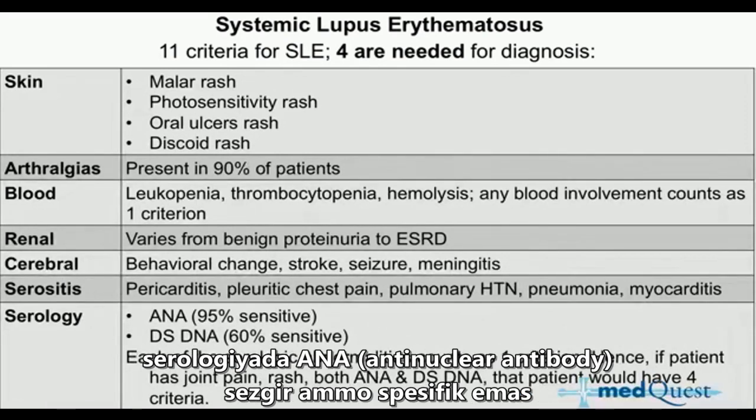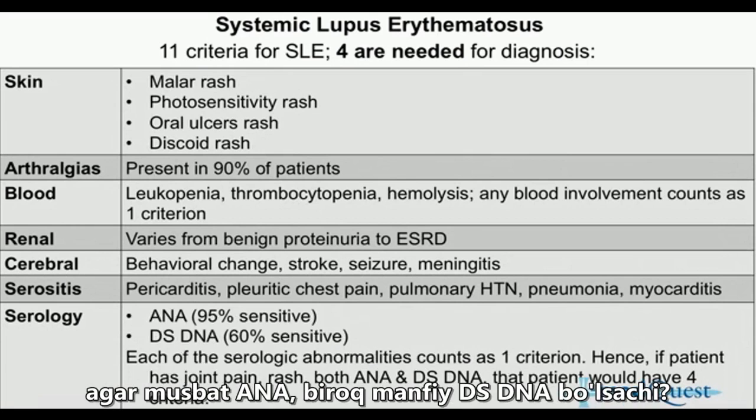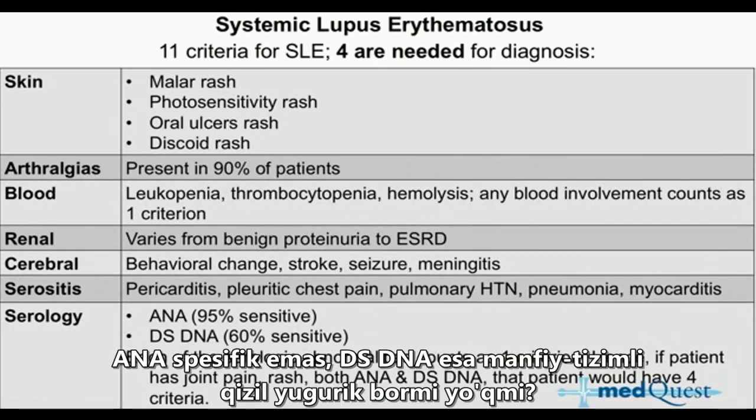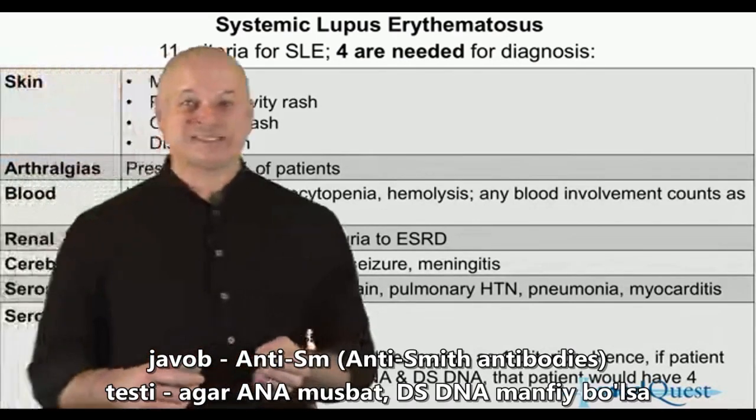And the serology, remember, the ANA is sensitive but not specific. What do you do about double-stranded DNA? Well, if it's positive, you're golden, you have lupus. Now, what do you have if you have a positive ANA but a negative double-stranded DNA? Well, the ANA is not specific. The double-stranded DNA is negative. You don't know if you have lupus. And the answer is anti-Sm. Anti-Sm. That's where Sm comes in.